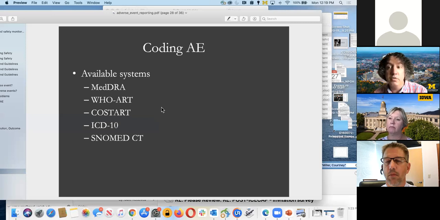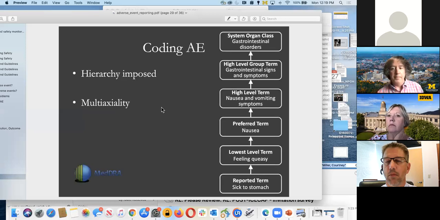There are sort of trees that help sort of phenotype the adverse events. MedDRA is a common one that we use that takes diagnoses and puts them into these sort of phylogenetic trees where you can say, sick to the stomach kind of goes down to feeling queasy. Preferred term is nausea. The high level term, nausea and vomiting symptoms. The higher level term is gastrointestinal signs and symptoms, which may be really what you're summarizing at the end of the trial. And a system organ class of gastrointestinal disorders.